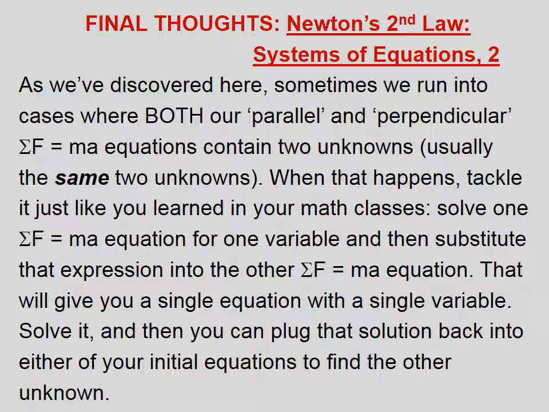As we've discovered here, sometimes we run into cases where both our parallel and perpendicular F equals ma equations contain two unknowns, usually the same two unknowns. When that happens, tackle it just like you learned in your math classes. Solve one F equals ma equation for one variable, and then substitute that expression into the other F equals ma equation. That will give you a single equation with a single variable. Solve it, and then you can plug that solution back into either of your initial equations to find the other unknown.